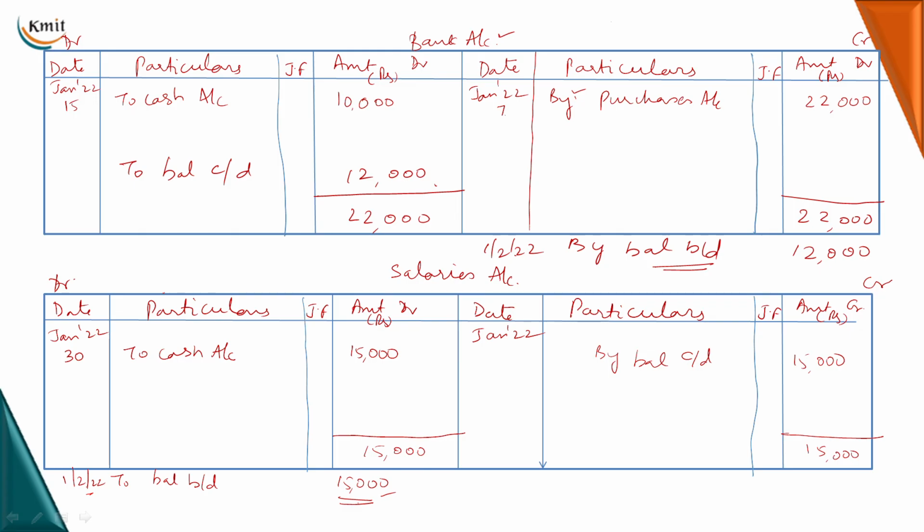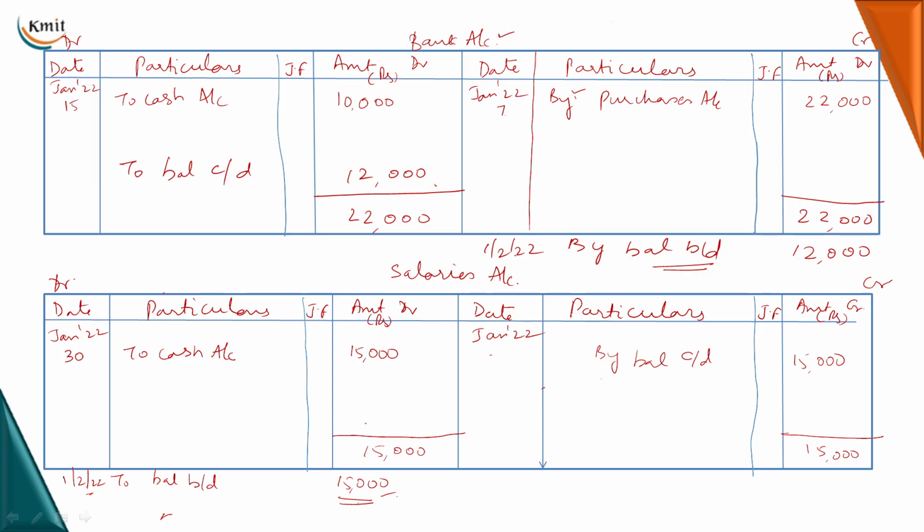So the trial balance consists of both the debit totals as well as the credit values. So here, the salaries account balance, the balance brought down, is on the debit side. So it will appear in the trial balance; the salaries amount will be entered in the debit column of the trial balance.